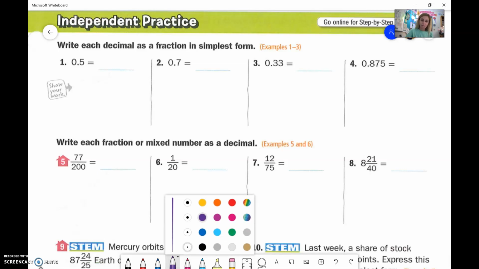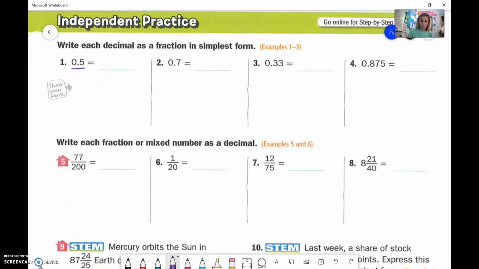It says write each decimal as a fraction in simplest form. So 0 and 5/10. Remember, say it out loud, because the last digit is in the tenths place value: 5/10. When I look at 5/10, I know that they have a common factor of 5. So I'm going to divide each of those by 5, and I get 5 divided by 5 is 1, and 10 divided by 5 is 2. Oh, I'm doing the independent practice. I'm sorry, I'm on page 93, not on 92. Okay, so I get 1/2.